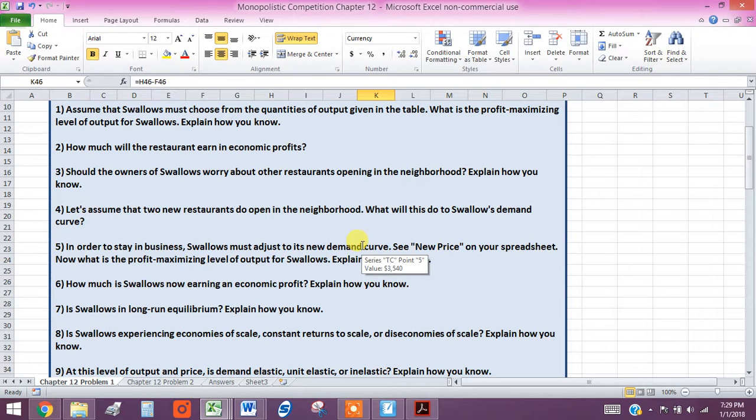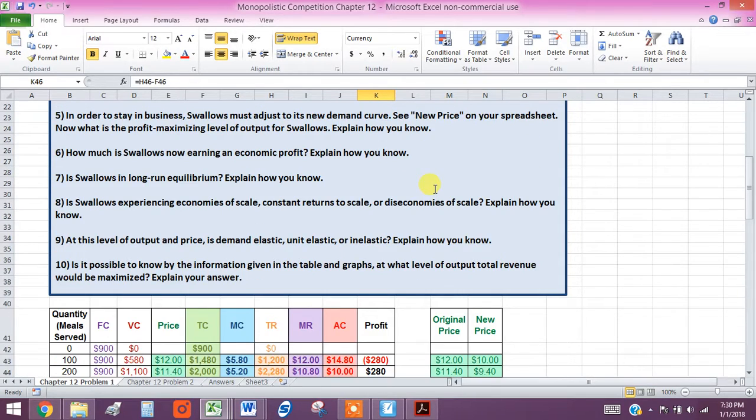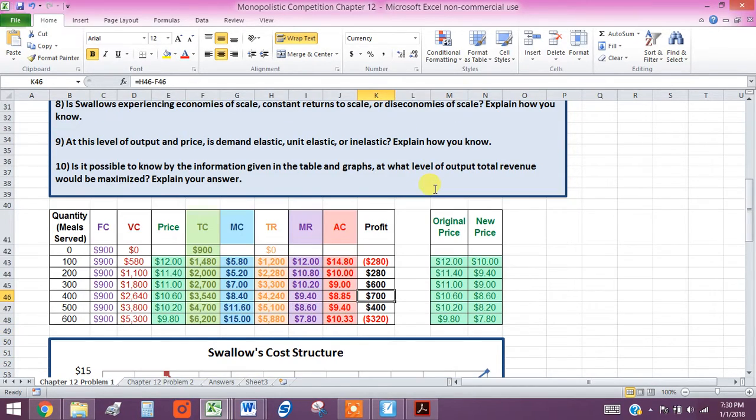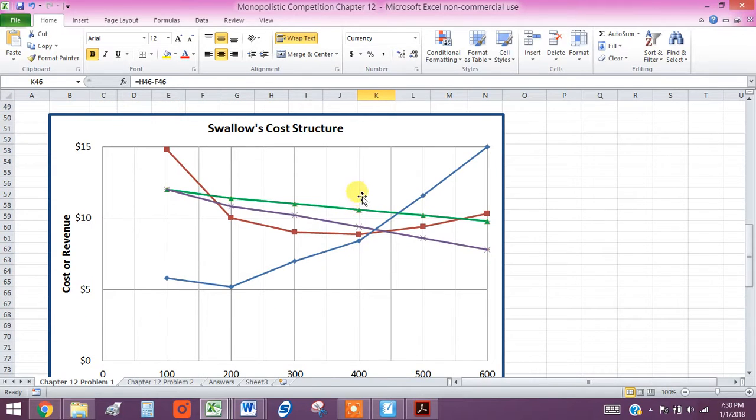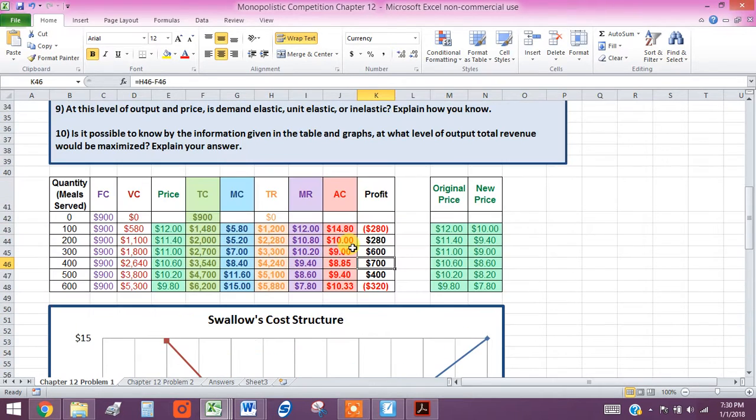Should the owners of Swallows worry about other restaurants opening in the neighborhood? Explain how you know. Well, let's see. That's going to depend on how far above or below price is than average cost. So where they're going to operate right here at 400, you can see the price is well above average cost. You can also see it in the table right here.